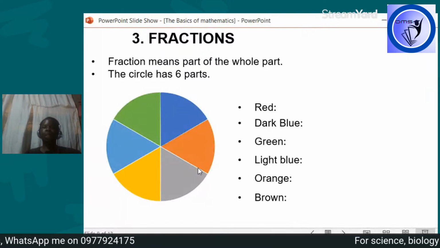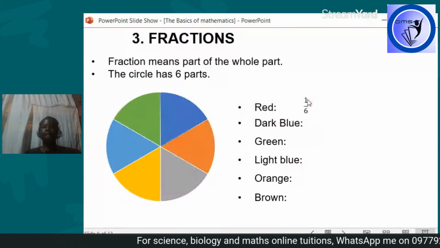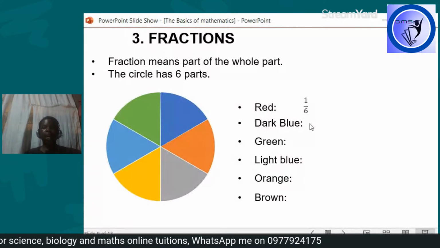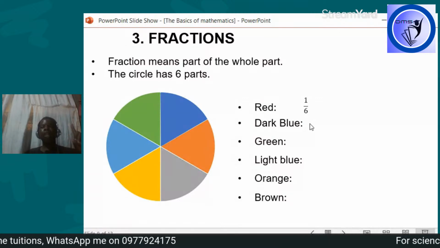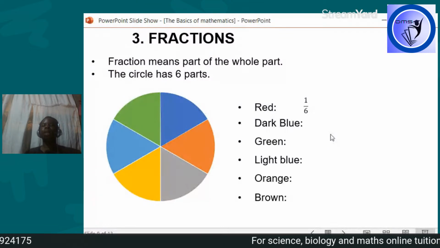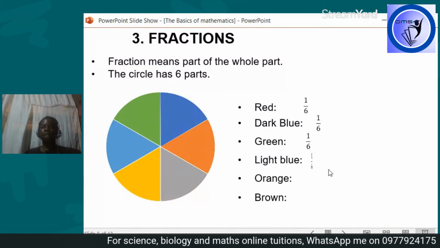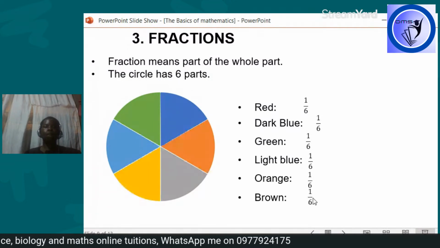Now, these colors that we have can be represented as fractions. For instance, red can be represented as 1 over 6, meaning out of the six colors that we have, red is coming just once. Okay, so that is how fractions are used. Then dark blue also is 1 over 6, green 1 over 6, blue 1 over 6, orange 1 over 6, brown 1 over 6.